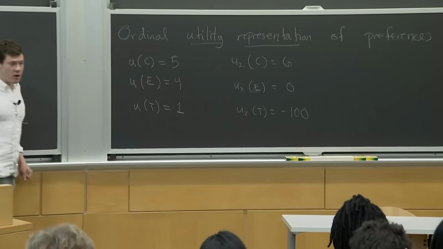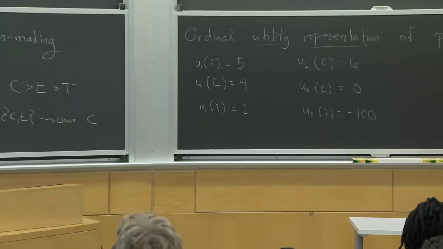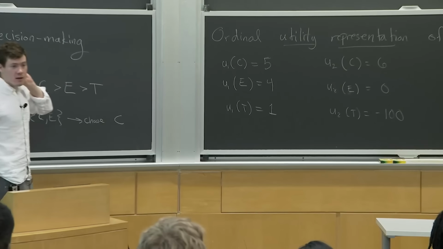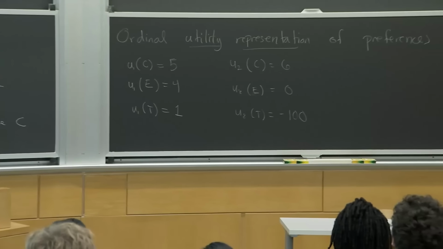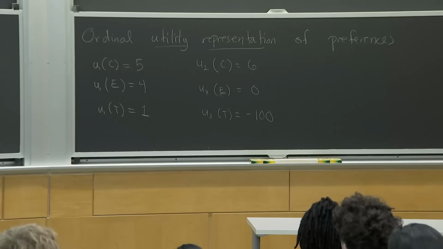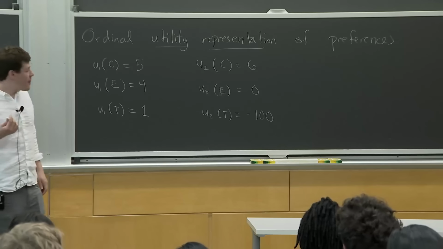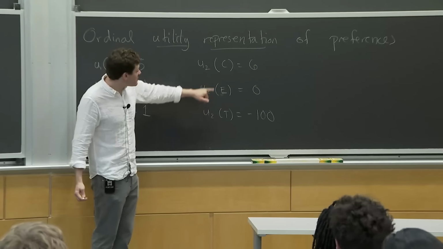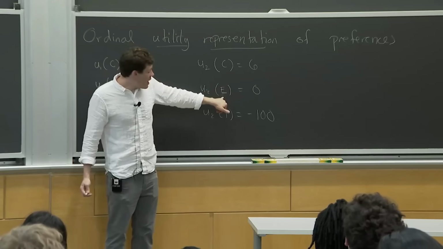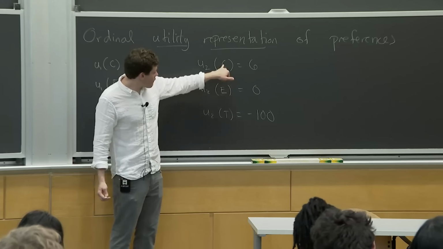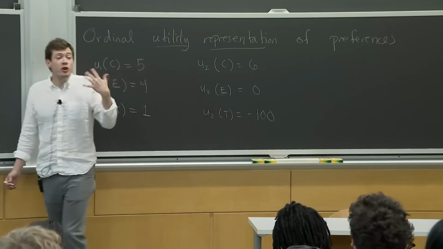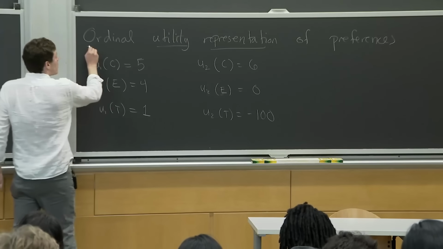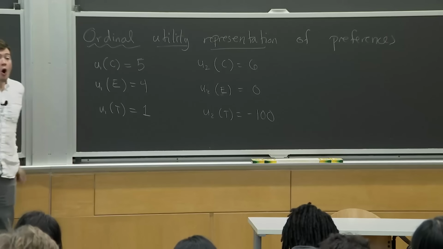What about these preferences? Are these the same preferences, or are these different preferences than the first utility function? What do people think? I don't think there's really one right answer, but the same, right? It is true that if this were my utility representation, it still says I prefer C to E, I prefer E to T, and I prefer C to T. So this is an alternative representation of the same preferences. And this is what we mean by an ordinal utility representation. Only the order matters.